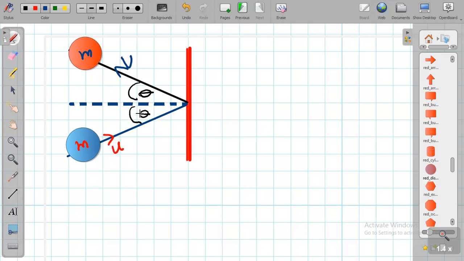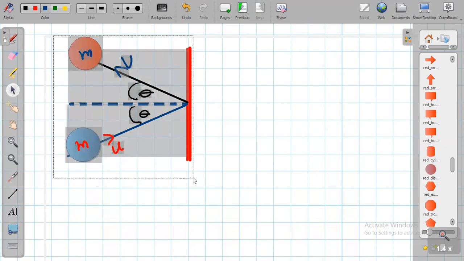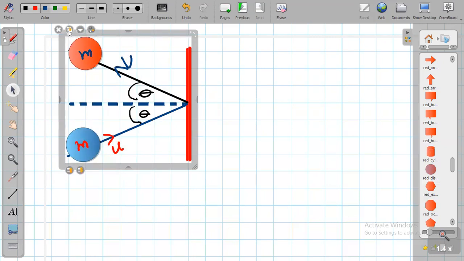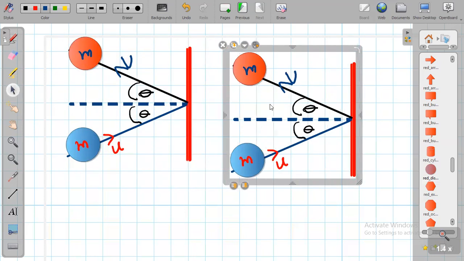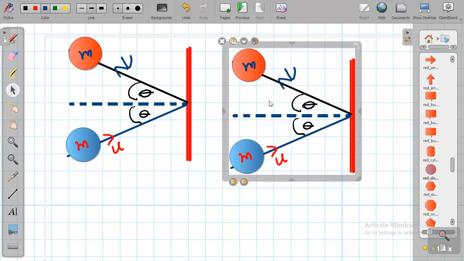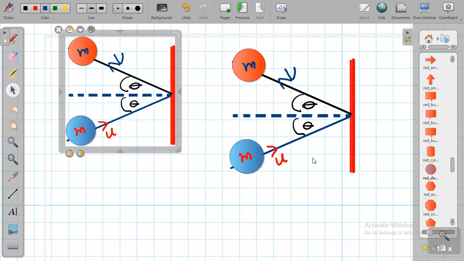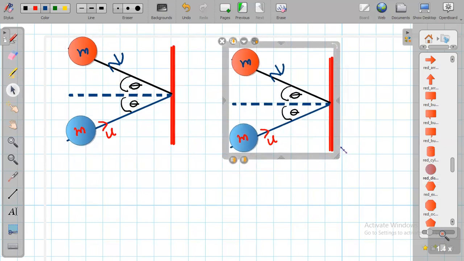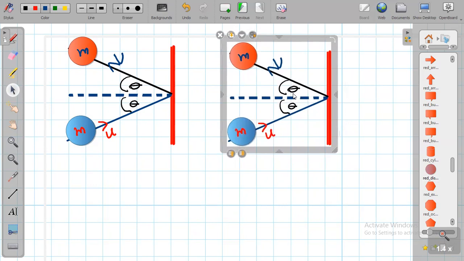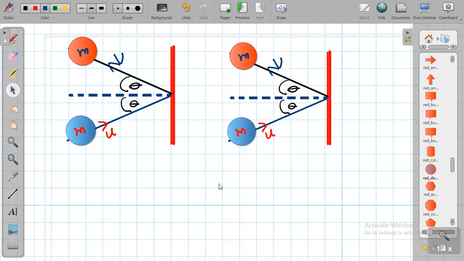Okay. Now this is really important. You have to resolve. I am going to reproduce the same diagram here, a bit smaller, to resolve the forces.